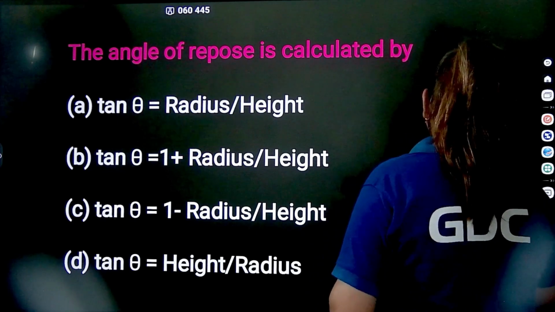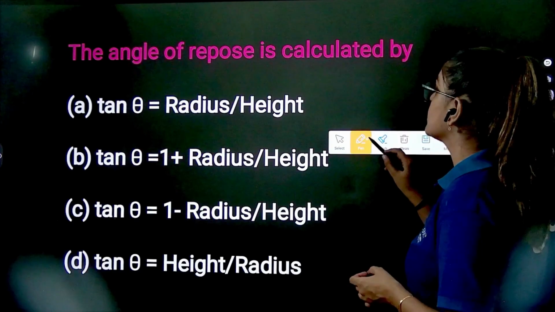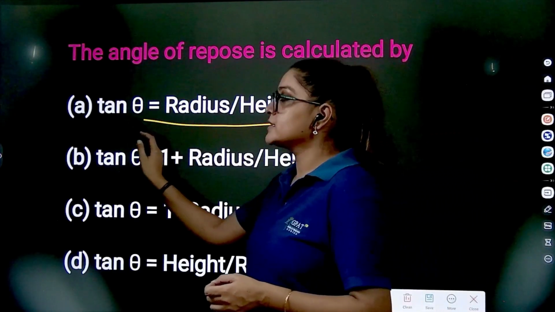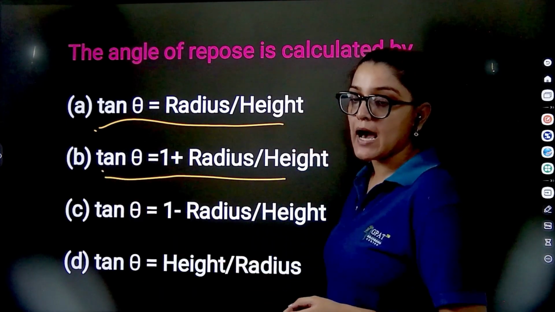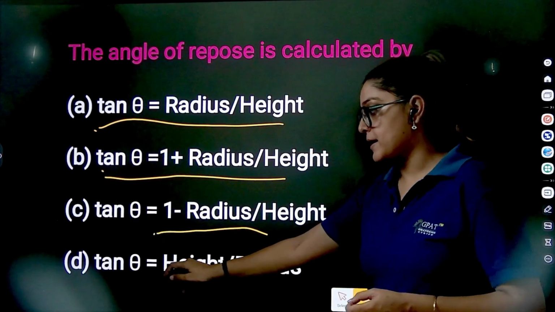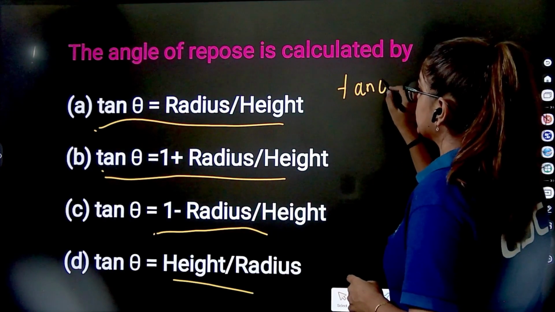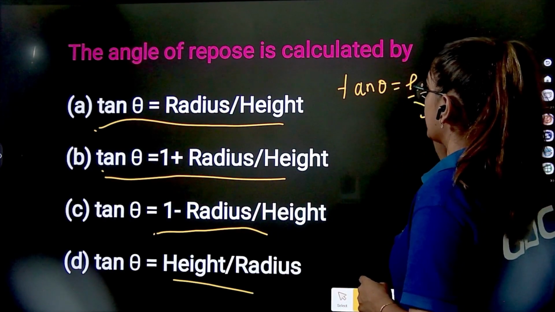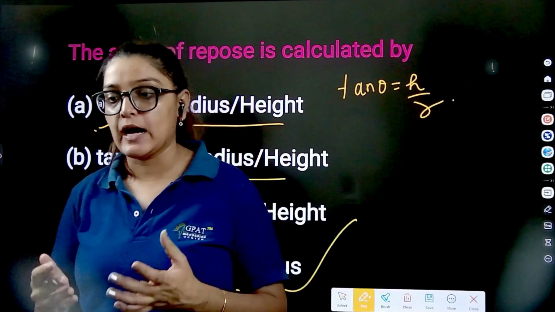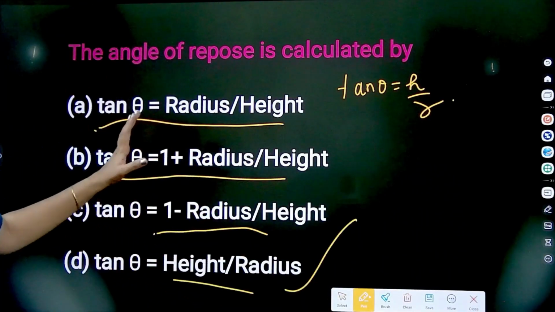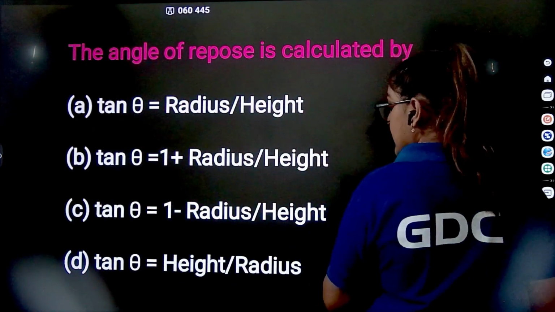Now let's come to our questions. Number one question, the angle of repose is calculated by tan theta is equal to r by h, 1 plus r by h, 1 minus r by h, or h by r. So for those who remember, it is tan theta is equal to h by r. That means height upon radius. There should not be any doubt about it. Simple, based on the formula they have asked you. Option D here is correct.